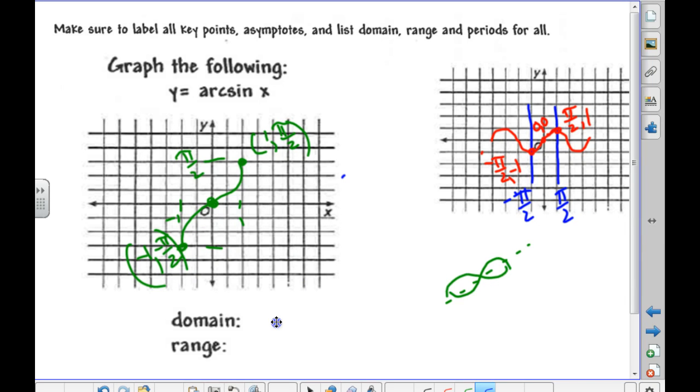Negative pi over 2 to pi over 2, bottom to top. Negative 1 to 1, left to right. Okay, sorry, I wrote that really badly. That's supposed to be negative 1. It's wearing a toupee, I guess. Okay.